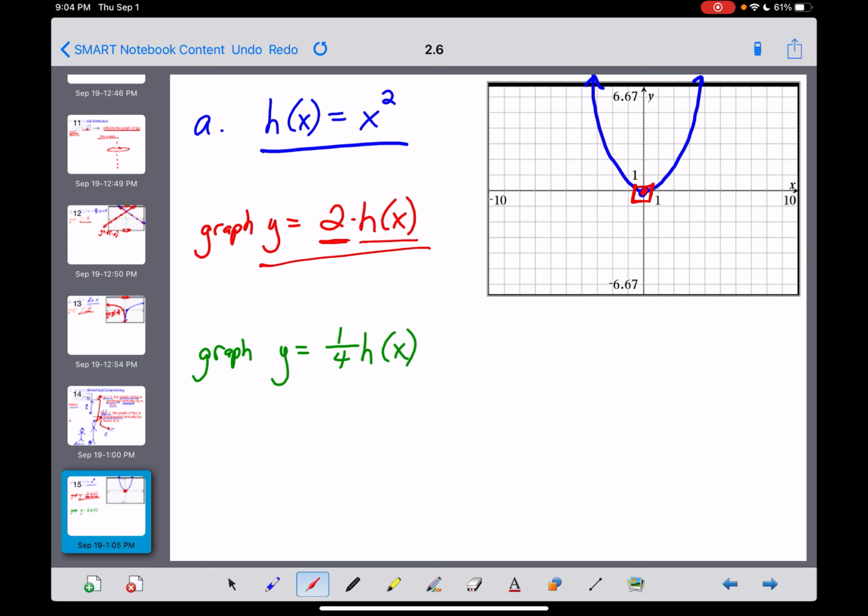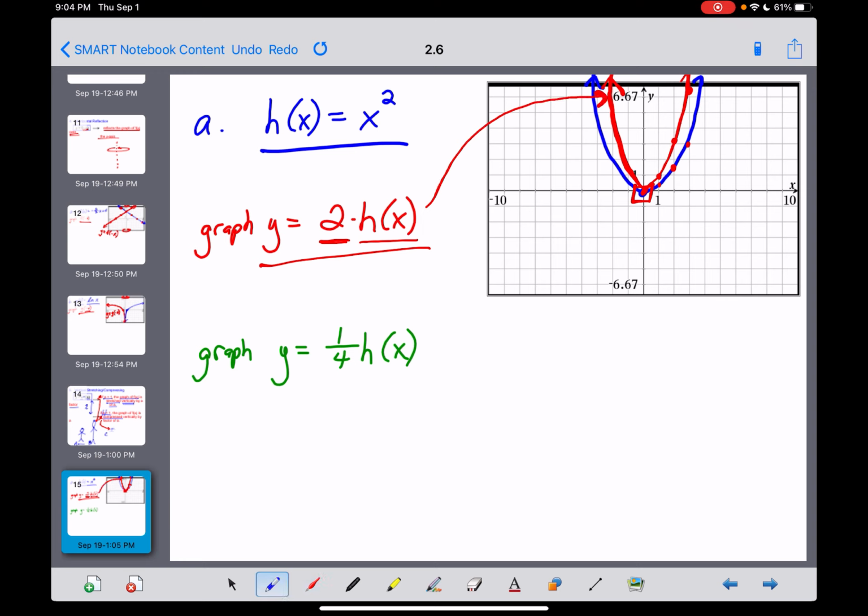But every other point that was on the original graph, like this one right here, is now getting stretched up to be about twice as far away from the x-axis as it was. I'm moving all these points up. So what that's doing now is making this graph taller than it was before, which gives it the illusion of being skinnier. So that would be the graph of y equals 2h of x.